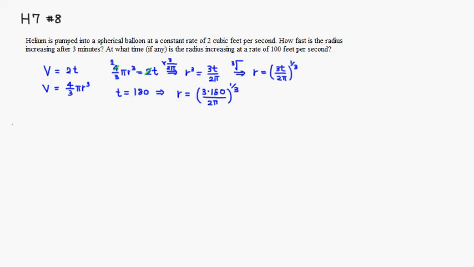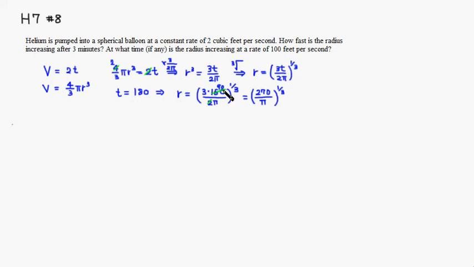I'm going to cancel 2 and 180, so we get 90 here. So you get 3 times 90, which is 270, over pi, raised to the 1/3 power. So that's the radius.